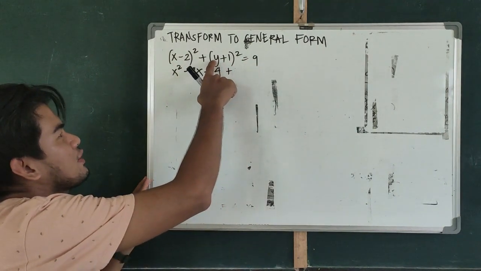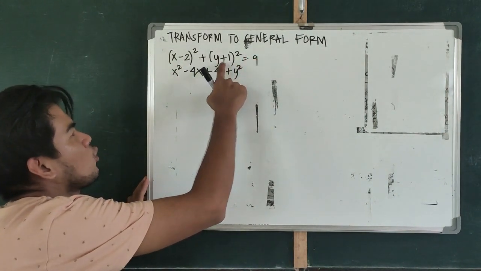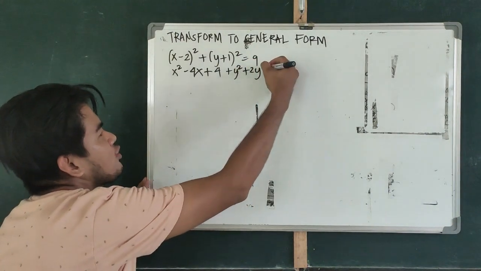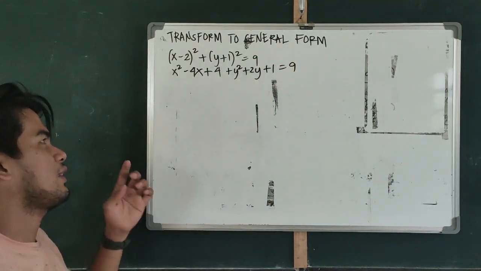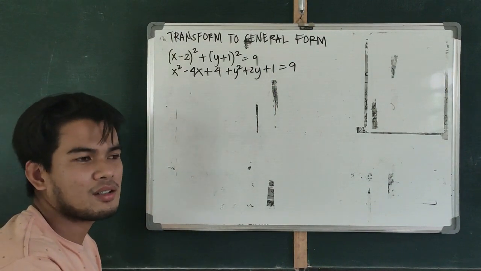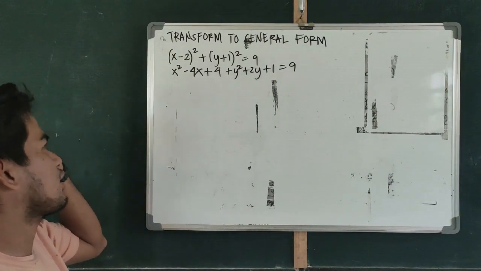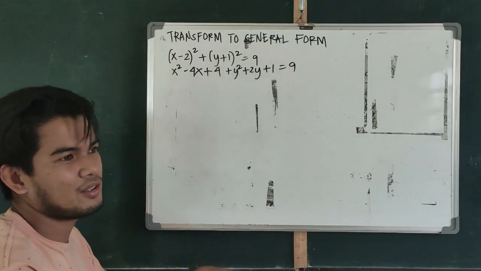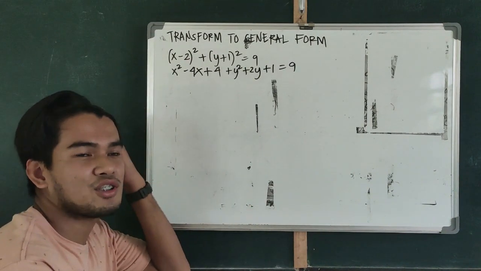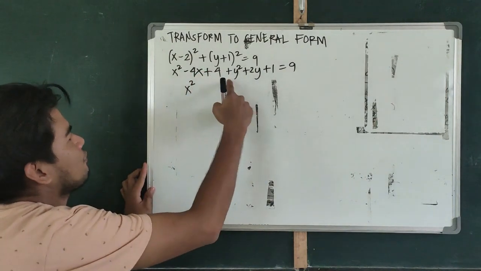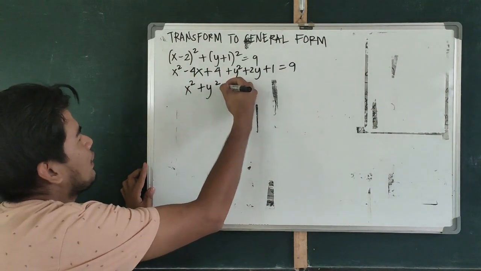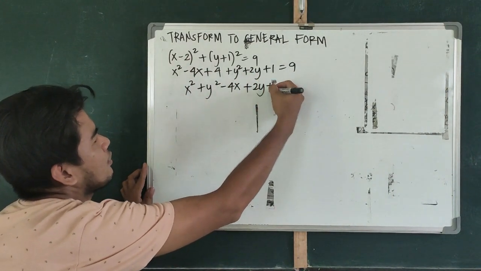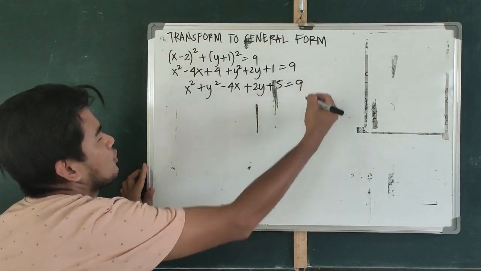And then here, same process, y times y is y squared. y times 1 is y, times 2 is 2y. Then 1 times 1 is 1, then is equal to 9. Next one, we combine similar terms. So, paano natin siya i-combine? And as we combine similar terms, we arrange na rin siya in the proper arrangement doon sa pinakita doon sa general form. So, we have x squared followed by y squared followed by the term with x, the term with y, then 4 plus 1 is 5 is equal to 9.